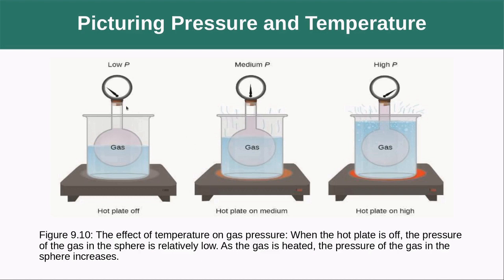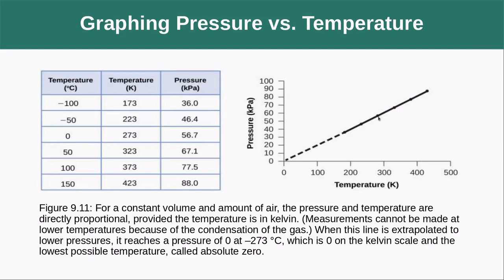So when we cool down the gas, it's going to have a low pressure. We heat it a little bit, it gets to a higher pressure, and then when it's very, very hot, you're going to have an even higher pressure. So as we increase the temperature, we also increase the pressure. If we graph that out, we're going to see a straight line, a linear relationship between pressure and temperature.